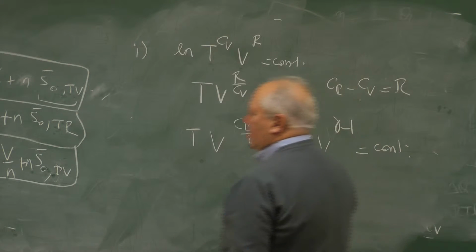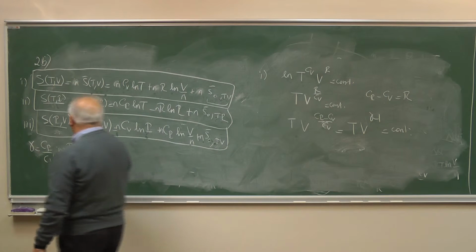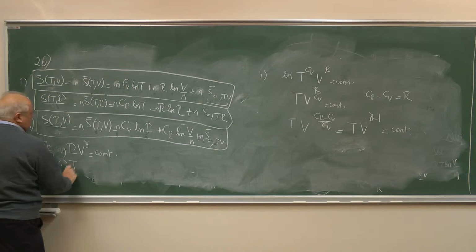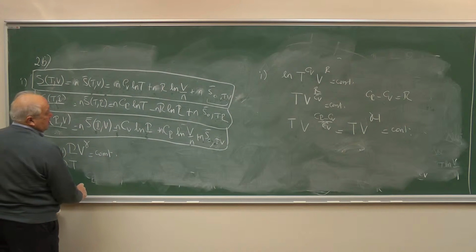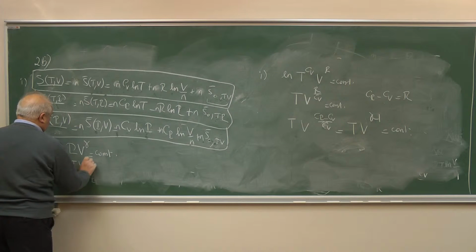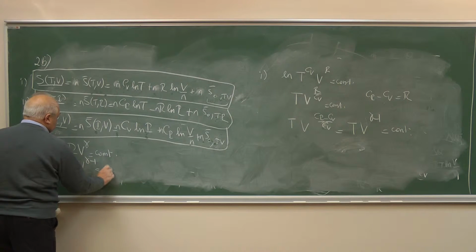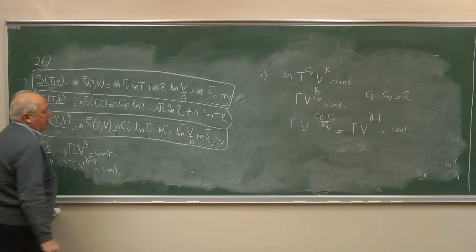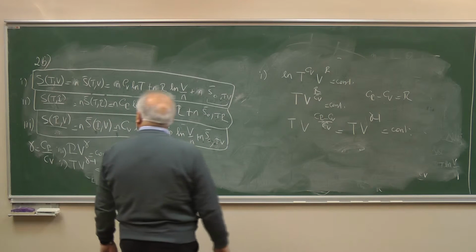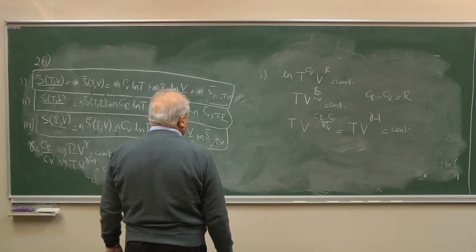So 1 gives T V gamma minus 1 is equal to a constant. Now, how about the second one?